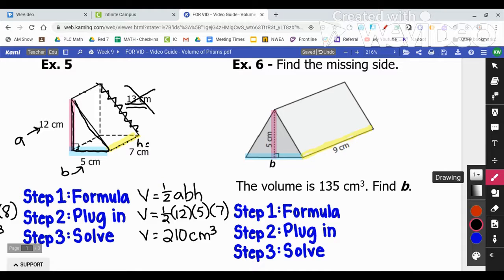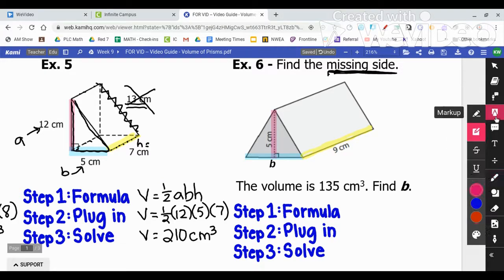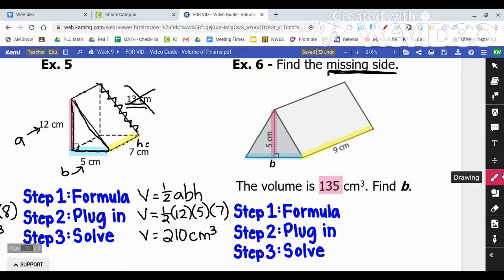All right, last example. And this example is different because it's asking us to find the missing side of this triangular prism. It's saying find the missing side. The volume is 135 centimeters cubed. Find B. Always start by writing down your formula. Then take a look at the information you were given. They gave us the volume. So instead of the letter V, I'm going to plug in 135.